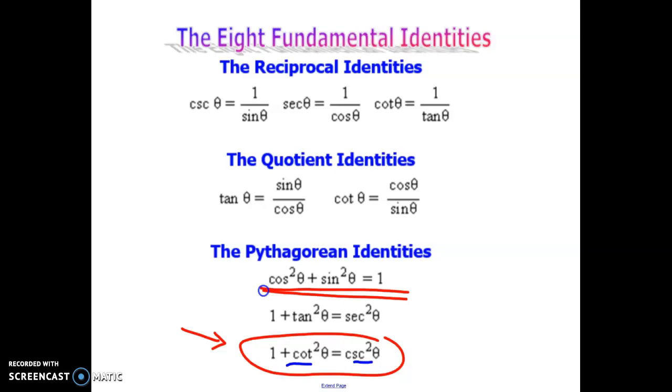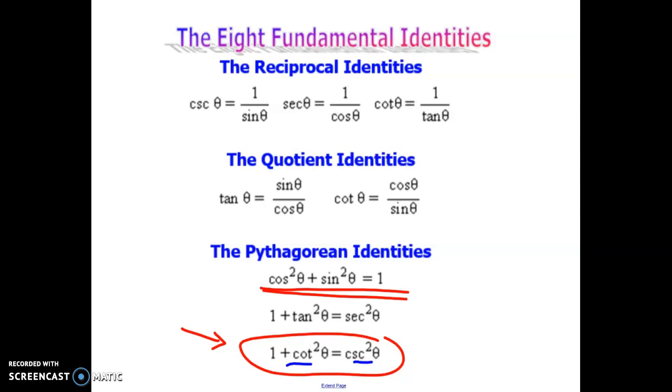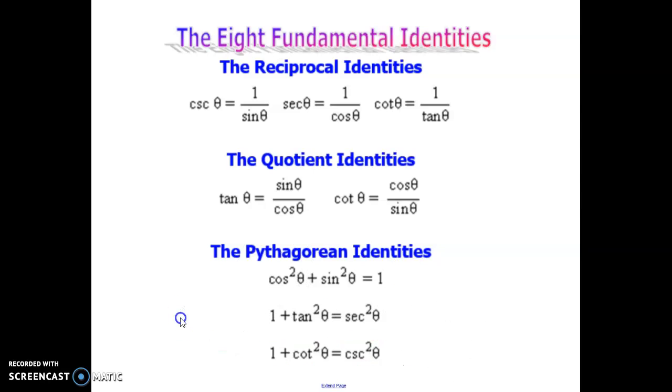So if you look at your identity sheet, that means that I can trade 1 instead of having cos squared plus sine squared. So that means my next step would be 1 plus tan squared equals secant squared. So again, I just traded the cos squared plus sine squared for 1. Now let's go back to our identity sheet. Does 1 plus tan squared look familiar? 1 plus tan squared. Okay, yeah, it's right here.